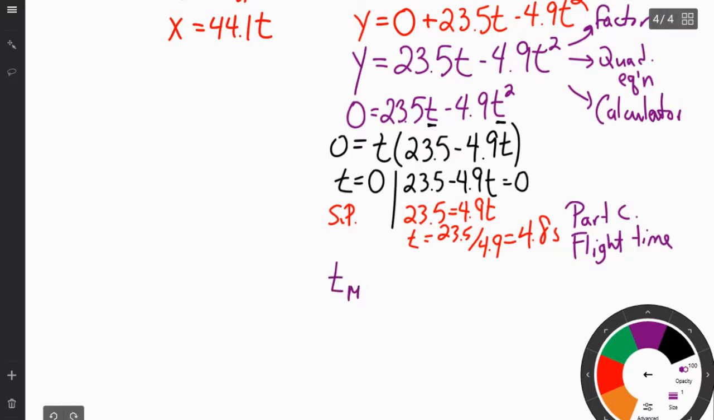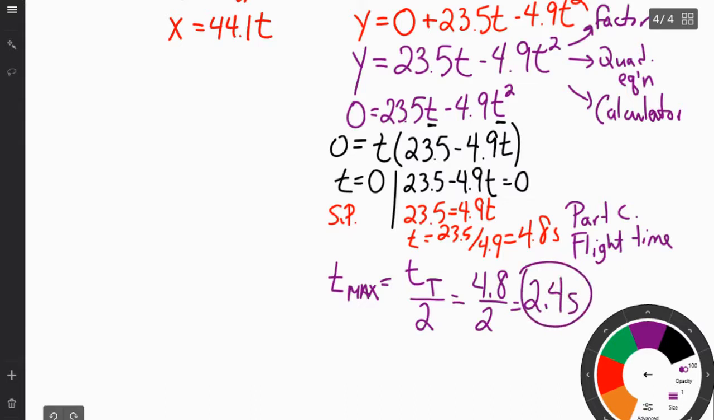Okay, now the time to get to the maximum height is our total time divided by 2. So we're going to do t total divided by 2, so 4.8 divided by 2. So our max height time is going to be 2.4 seconds. Okay, so that is our part B. So for some of these questions, you can answer them completely out of order. Notice we did part C first, then we did part B. Now we can do part A.